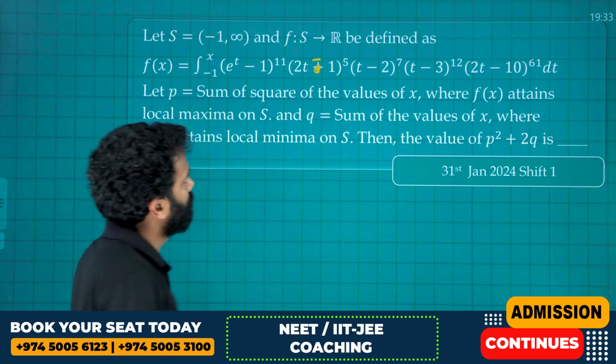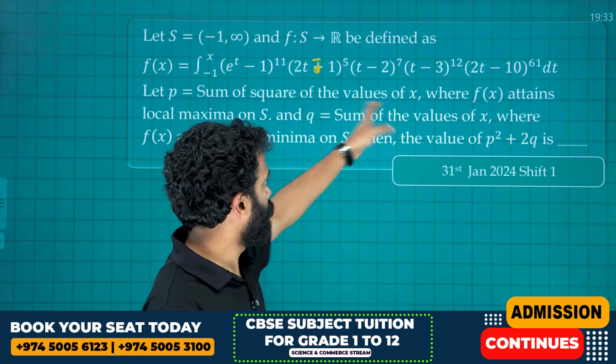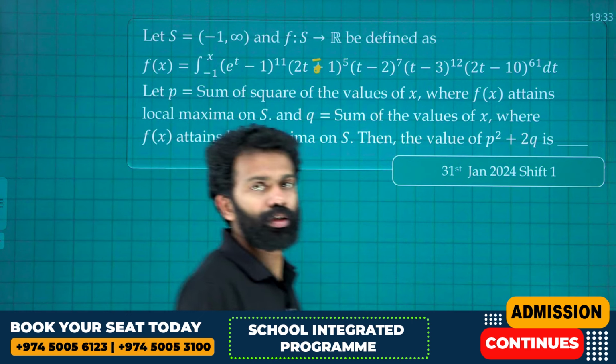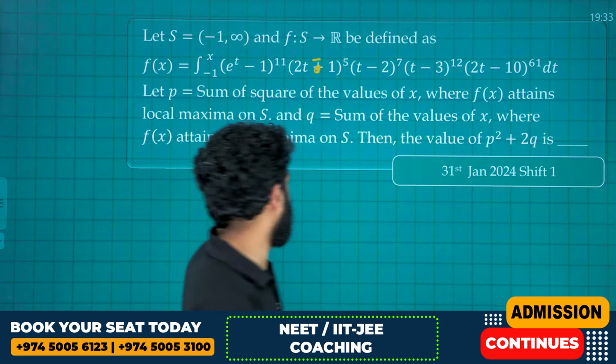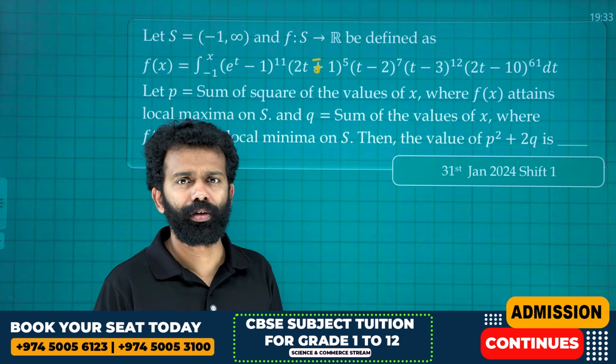Okay, (2t - 1). P is equal to the sum of squares of values of x where f(x) attains local maxima, application of derivatives on S, and Q is equal to the sum of values of x where f(x) attains local minima. You need to find the value of P squared plus 2Q. How are you going to formulate this one?